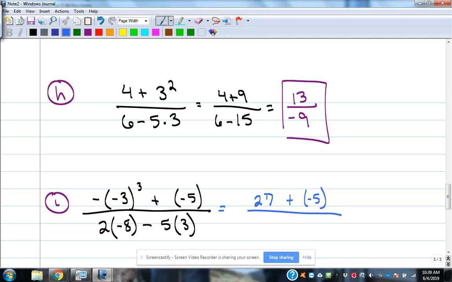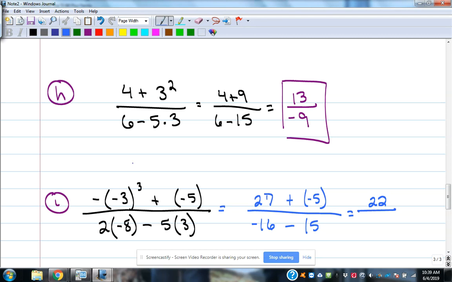And then on the bottom, 2 times negative 8, we can do that. It's negative 16 minus 5 times 3 is 15. And then we just do that addition and subtraction there. 27 plus negative 5, so that's like subtracting 5, so that's going to be 22.